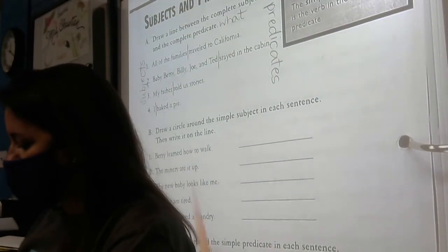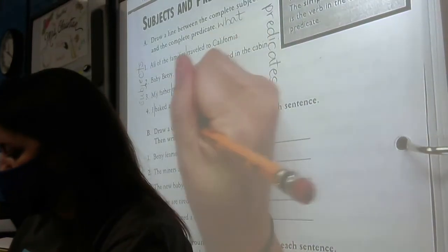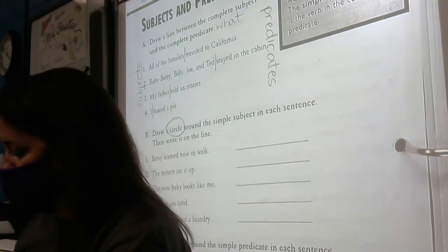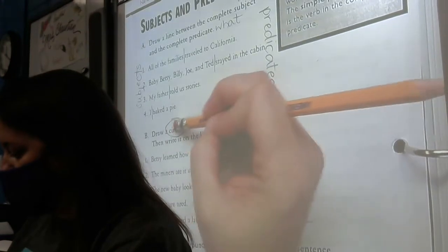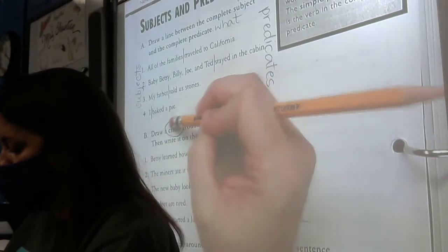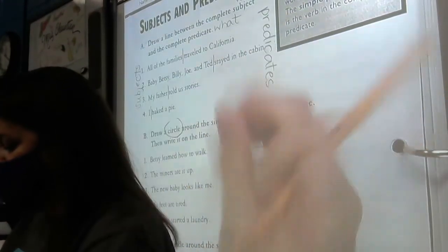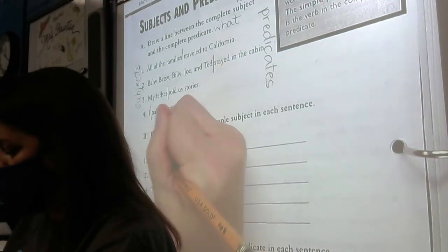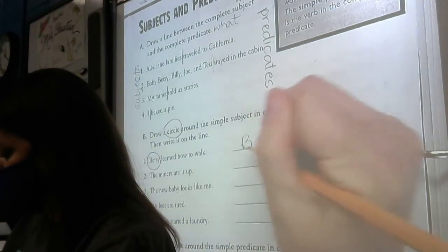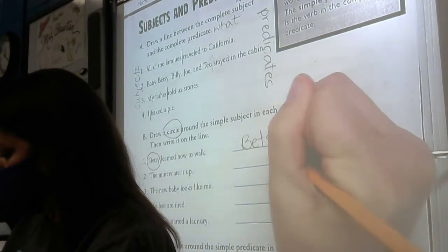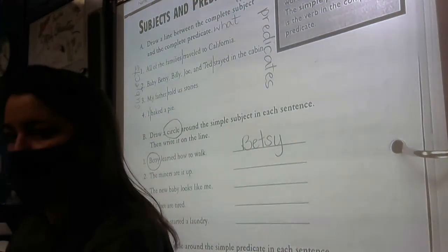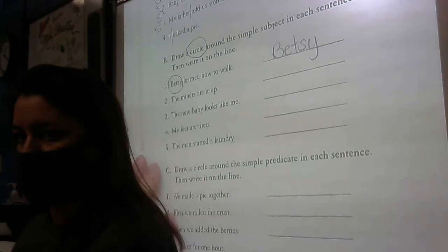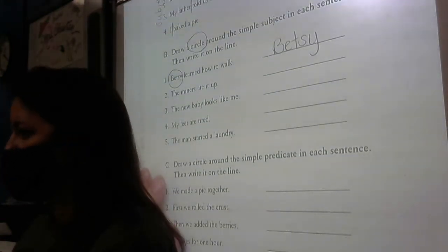Okay, part B. Draw a circle around the simple subject in each sentence, then write it on the line. Okay, so we're going to be looking for who. Betsy learned how to walk. Who did? Betsy. Notice I did a capital B.